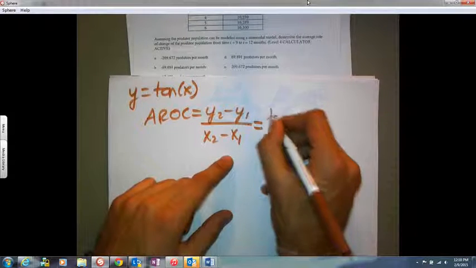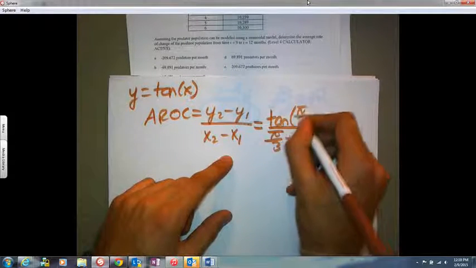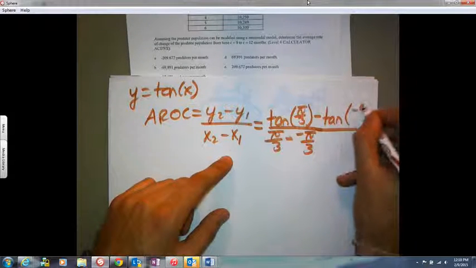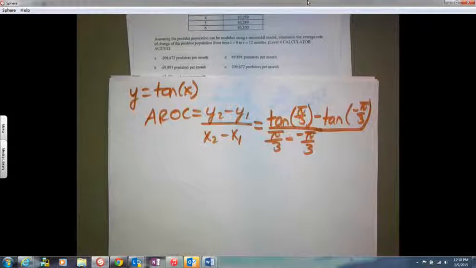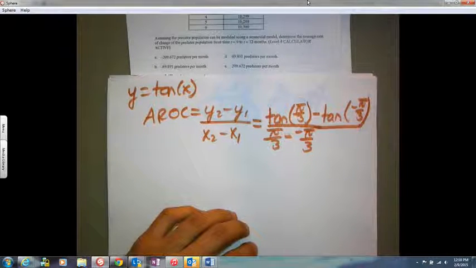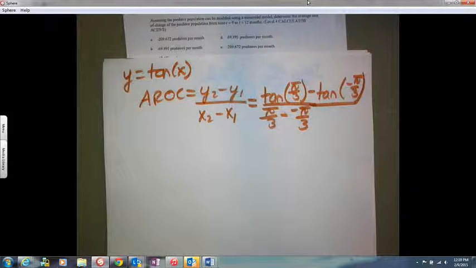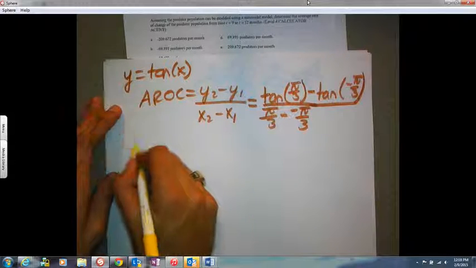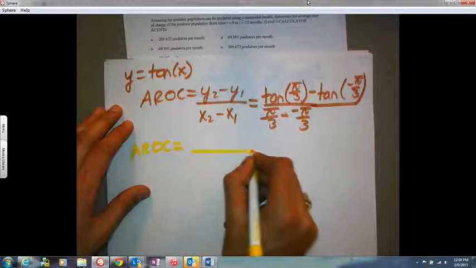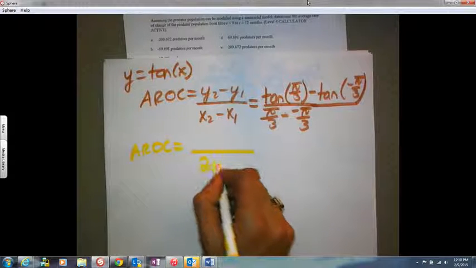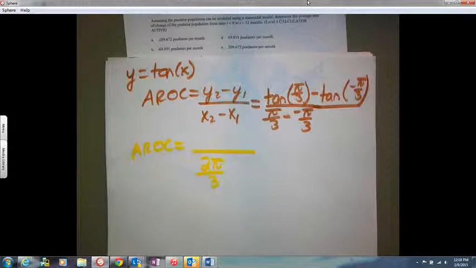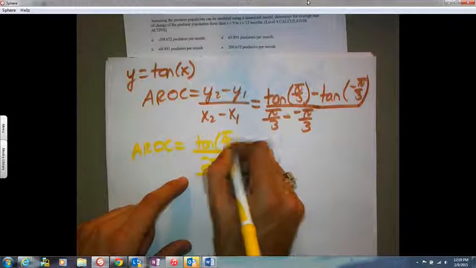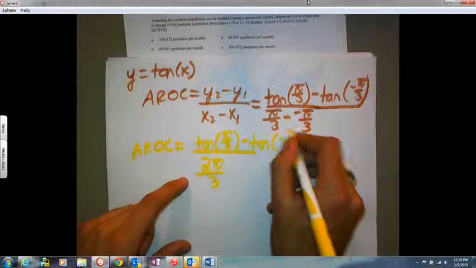Tan pi over 3 minus tan negative pi over 3. Now we just need to simplify. So tan pi over 3, well, let's first simplify the bottom. It's a bit easier to simplify. So pi over 3 minus negative pi over 3 is 2 pi over 3. And I've got tan pi over 3 minus tan negative pi over 3.